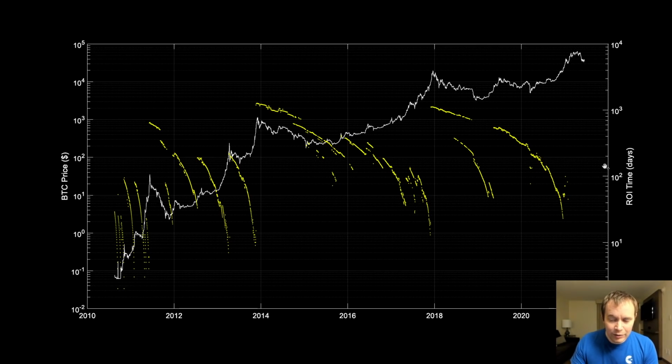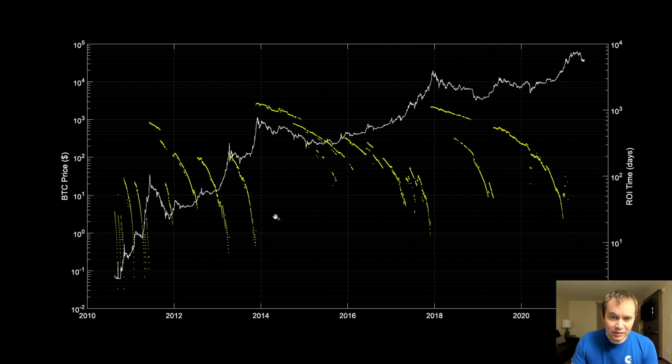On the secondary y-axis, we have the ROI time in days, and this represents a 2x. So these yellow lines represent the number of days you would have to wait, if you bought Bitcoin on that day, to realize a 2x return on your investment.